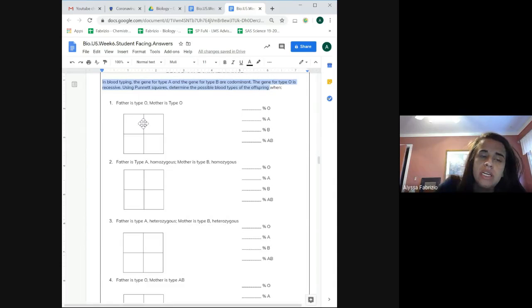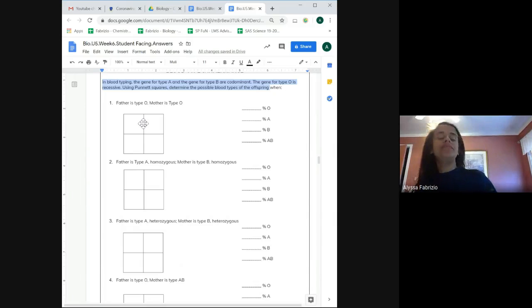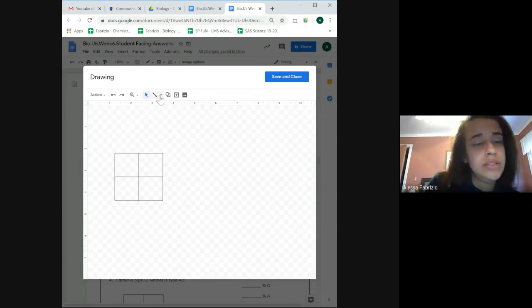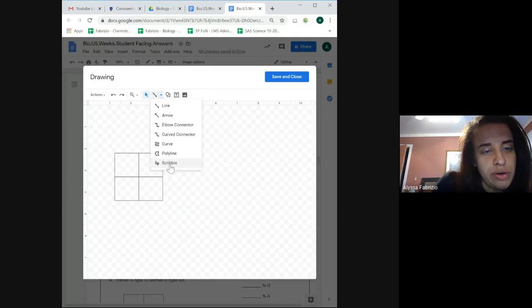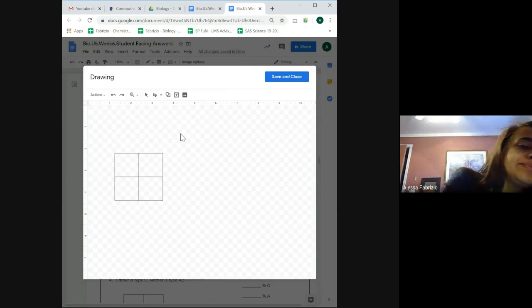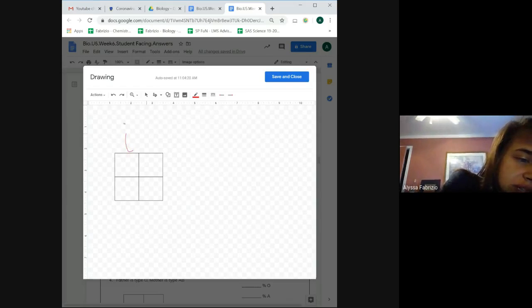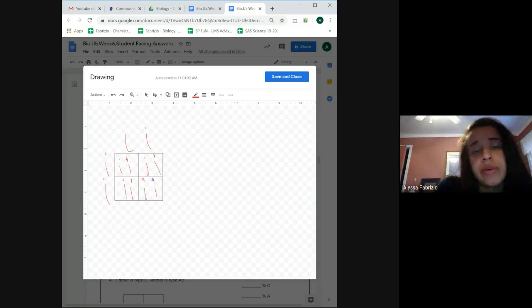So if father is type O blood and mom is type O blood, they both have this recessive allele in order to have type O blood, because type O is a recessive allele. So let's just quickly do that. They both have type O. So these 2 parents can only have children that have type O blood because they necessarily are both only going to be able to donate this recessive allele.